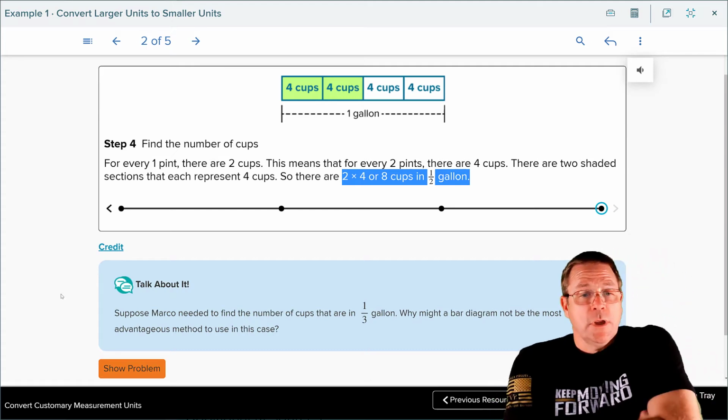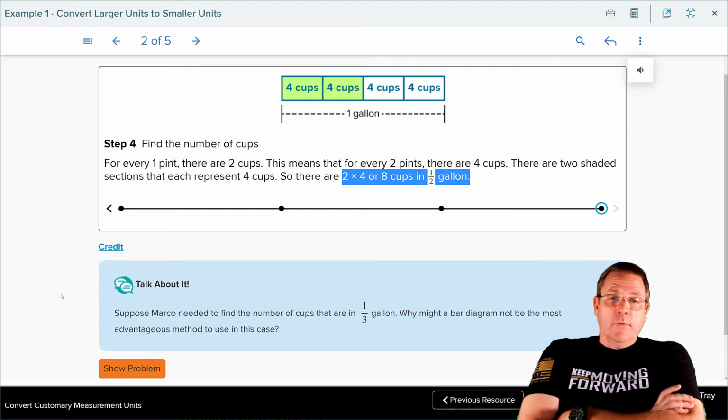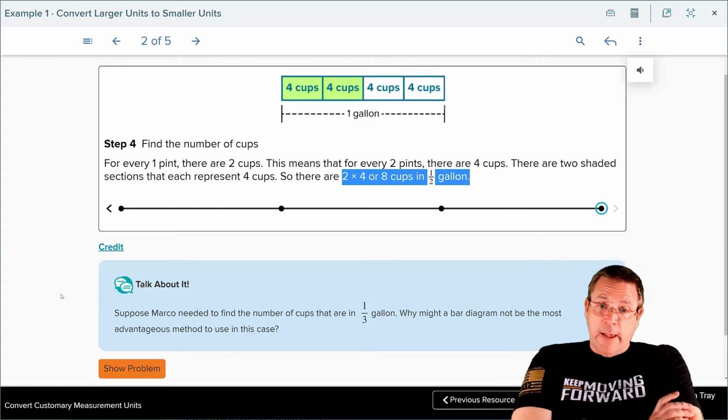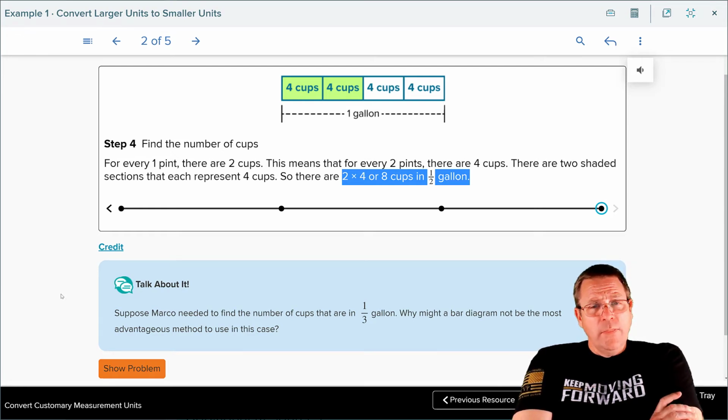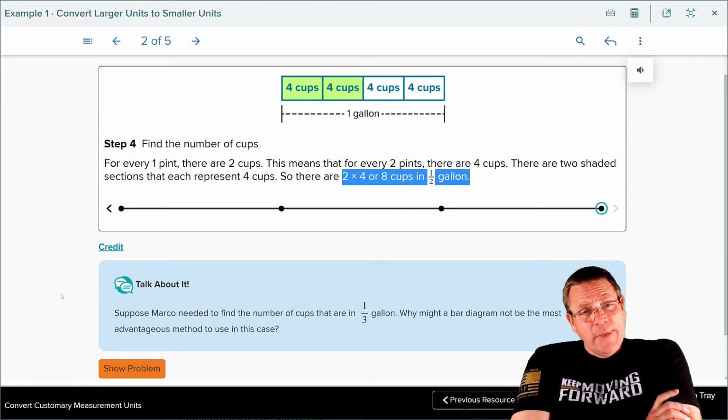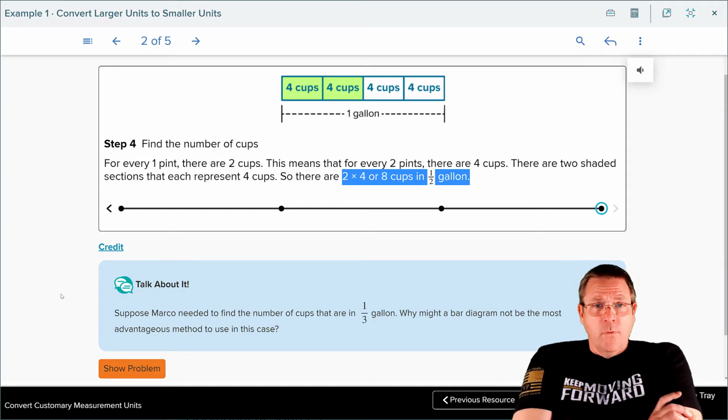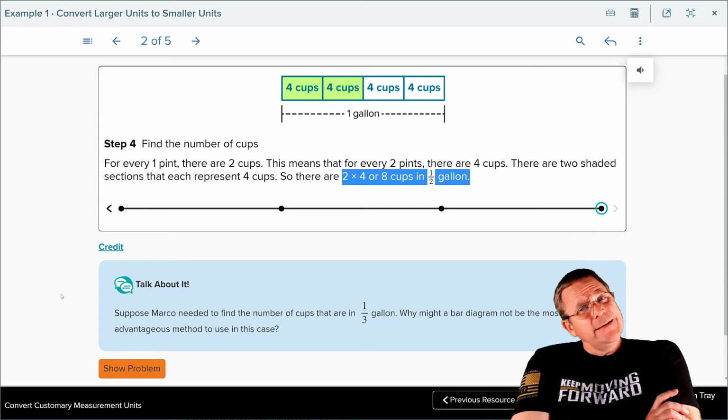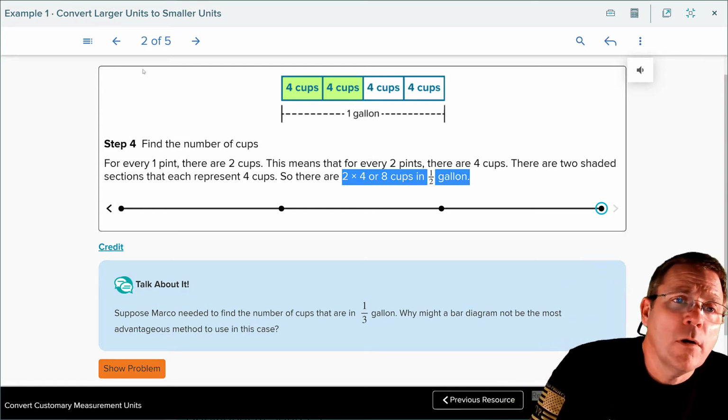Now suppose Marco needed to find the number of cups that were in 1/3 of a gallon. Why might a bar diagram not be the most useful thing? Well, because you can't really divide a gallon into 1/3 pieces. I mean, you can do that, but not involving things that are even numbers like 2 pints, 2 cups in a pint, and 4 quarts in a gallon. That doesn't divide into thirds very pretty, does it? Moving along.